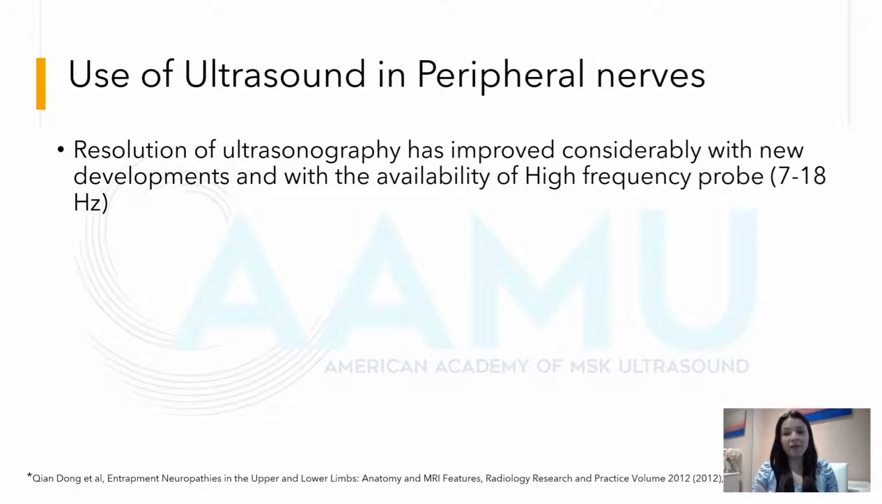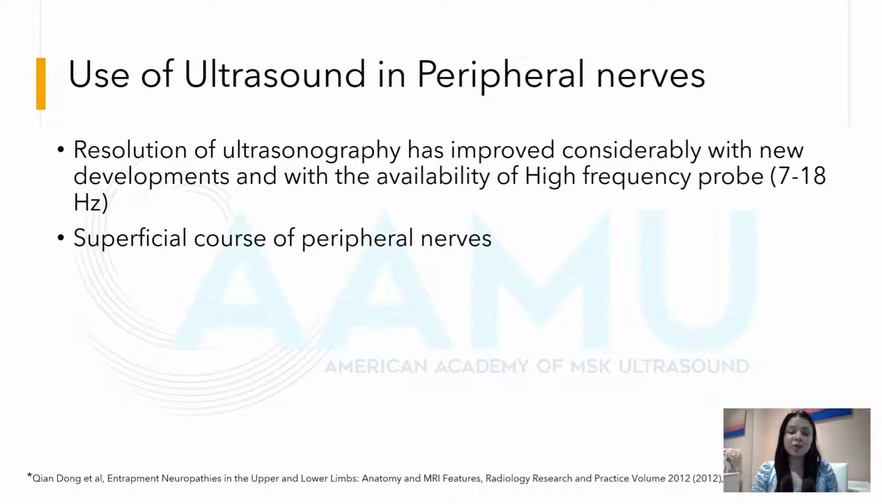Now, with high frequency probes, as we have machines which are more portable and higher frequency probes are available, resolution of ultrasonography has significantly changed over the past few years. With increased ability to resolve that fine detail, you're able to see the ultrastructure or the ecotexture within the muscle as well as the nerve.